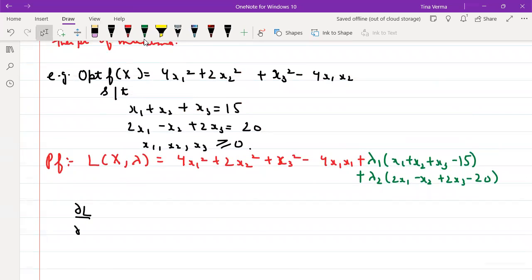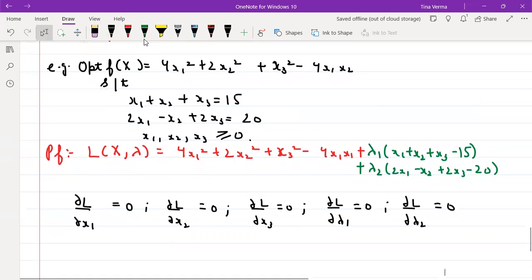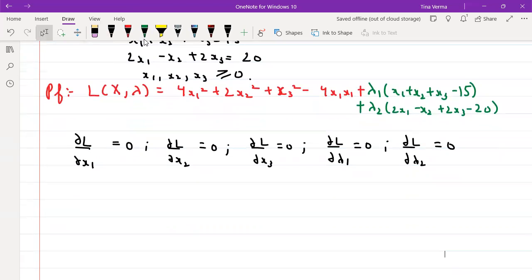The stationary point we will find by equating curl L by curl x1 to 0, curl L by curl x2 to 0, curl L by curl x3 to 0, curl L by curl lambda 1 equal to 0, and curl L by curl lambda 2 equal to 0. If you have one constraint, you will have only plus lambda 1 into that constraint. If you have more constraints, you keep on adding Lagrange multipliers: plus lambda 1 into first, plus lambda 2 into second, plus lambda 3 into third. Solve the equations, whatever you get.